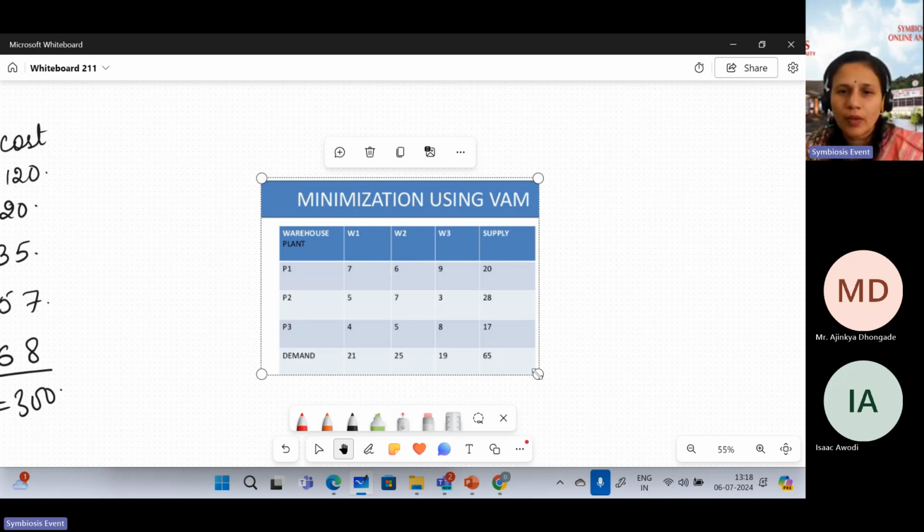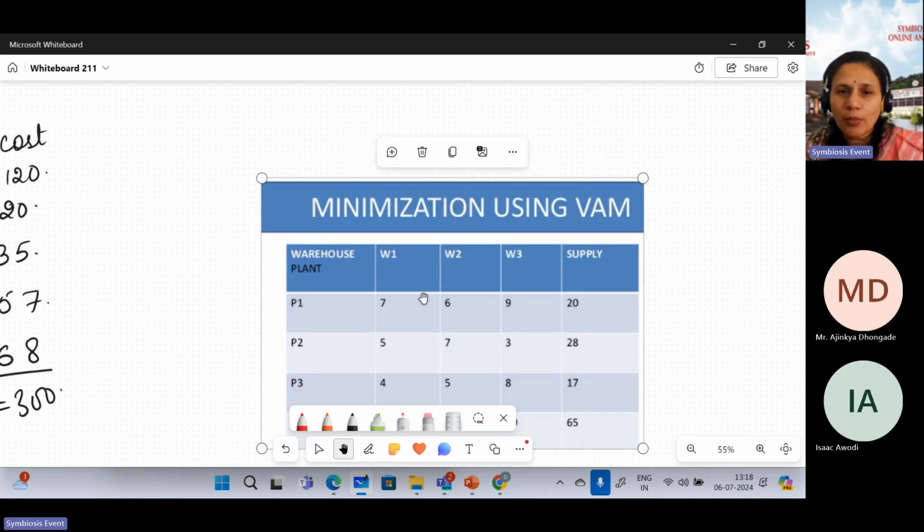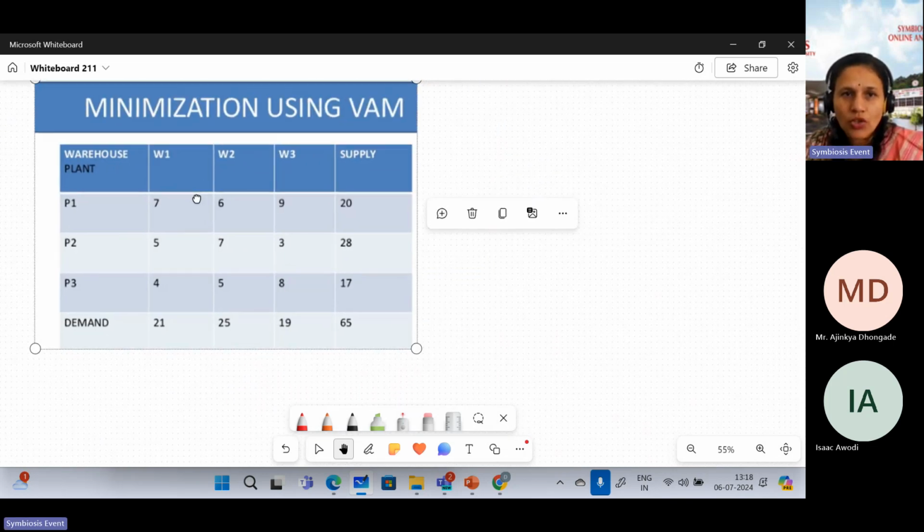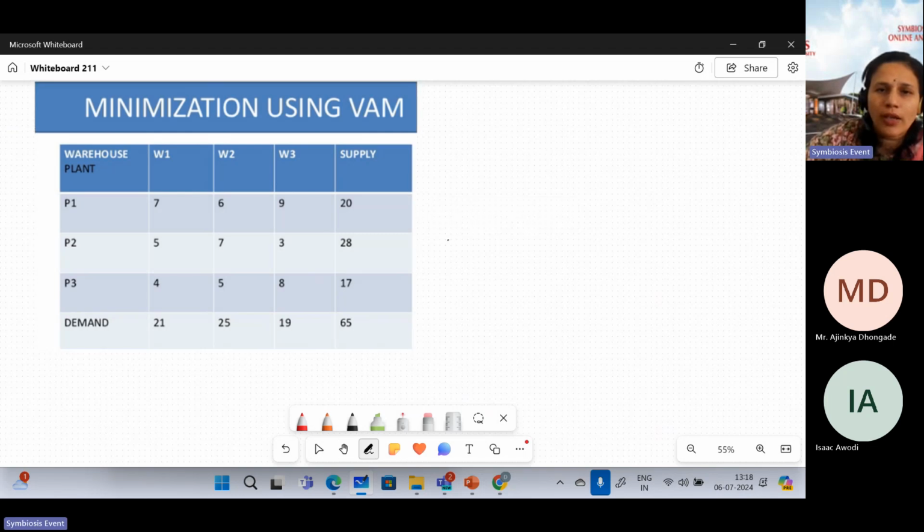Done. And make sure whatever matrix is given to me should be for the cost, right? Then only I'll be able to get IBFS. So how to perform this? Here I'll write 7, 6 and 9, right?